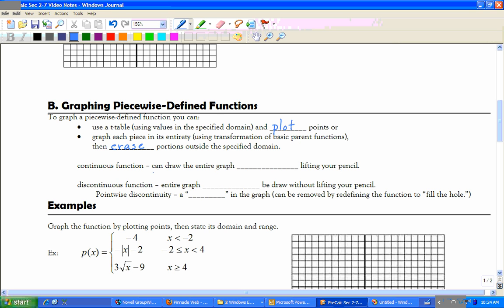Now, usually we see continuous functions. That's when we can draw the entire graph without lifting our pencil. But you may see some discontinuous functions where there are going to be gaps in the data. So these are graphs that we cannot draw completely without lifting our pencil. Now, we may have a special type of discontinuous function which is called pointwise discontinuity, and that's when you have a hole in the graph. And we're going to take a look at that in class with a rational function. That's where we're mainly going to see those. So we'll get to that later on.